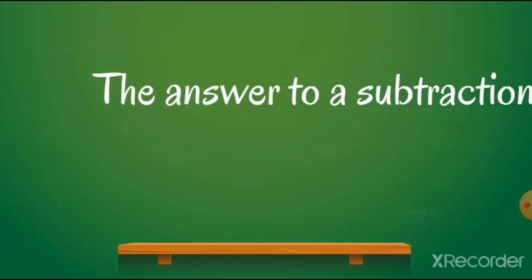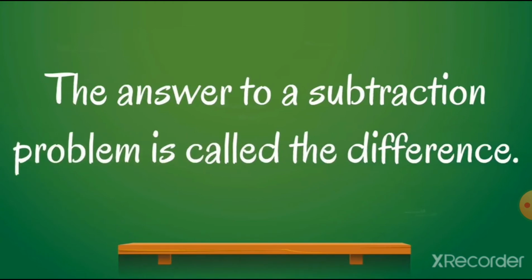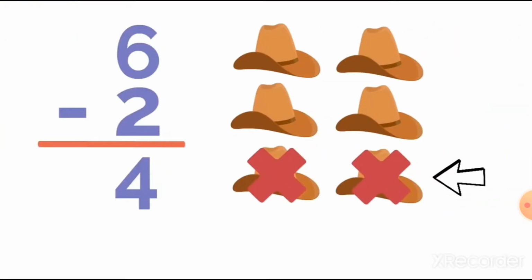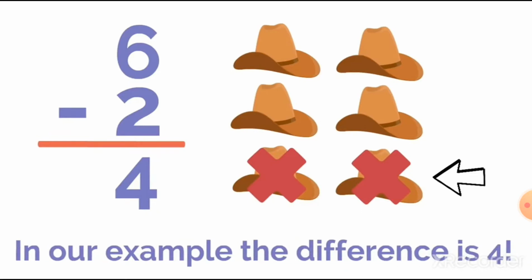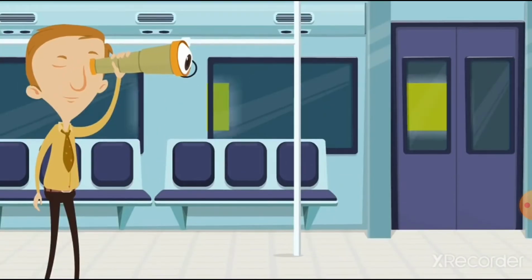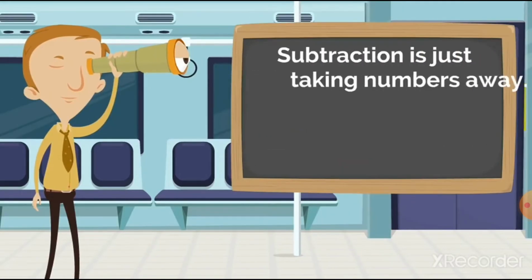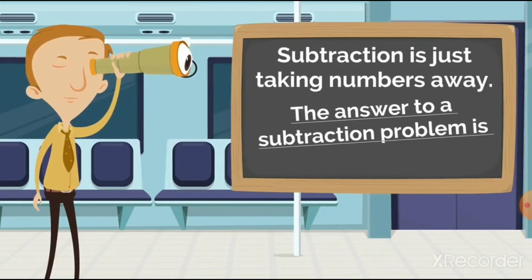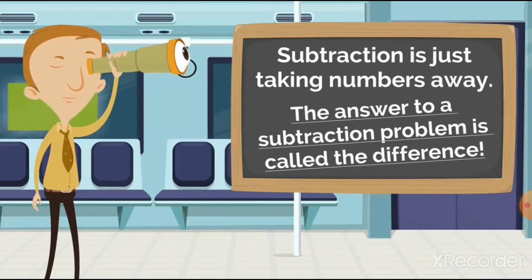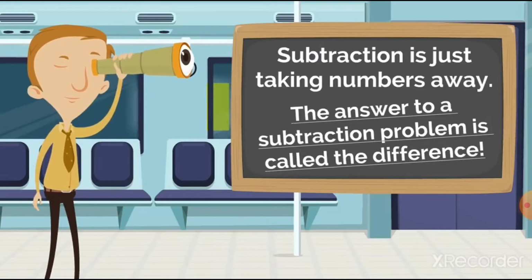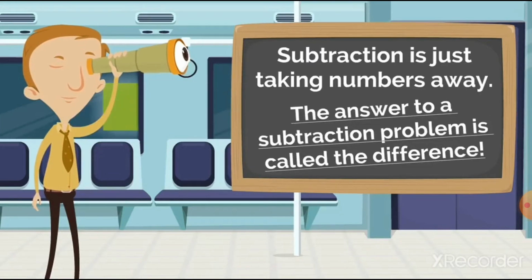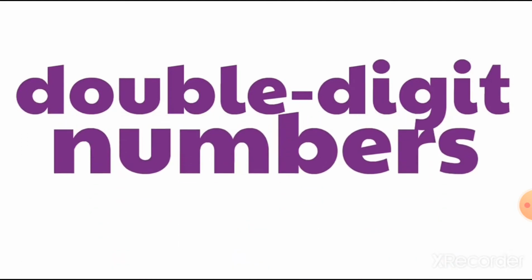Now let's see this. The answer to a subtraction problem is called the difference. Again I repeat, the answer to a subtraction problem is called the difference. Which answer do we get? It's called the difference. So here the difference is what? The difference of 6 and 2. In our example, the difference is 4. So subtraction is just taking a number away, and the answer to a subtraction problem is called the difference. Here in the example, we are getting 4 as the answer, so that is our difference.